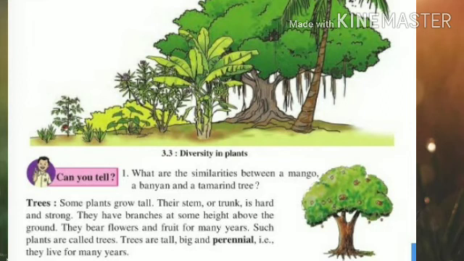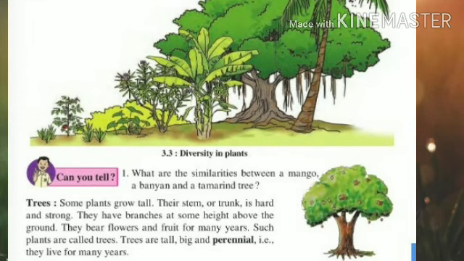Okay. Now let's learn about the plants. Trees. Some plants grow tall. Their stem or trunk is hard and strong. They have branches at some height above the ground. They bear flowers and fruit for many years. Such plants are called trees. Trees are tall, big and perennial. That is, they live for many years.